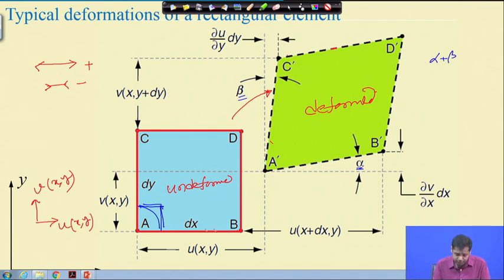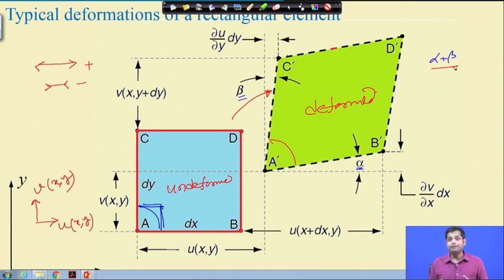And then for angle, what happens if initially these two lines are orthogonal to each other, this is 90 degrees. Now this angle is less than 90 degrees. If the angle between the two initially orthogonal lines AB and AC decreases, this is considered positive. If the angle increases, that is considered negative. So, change in angle is alpha plus beta.